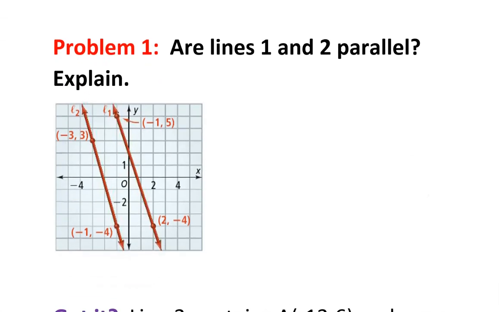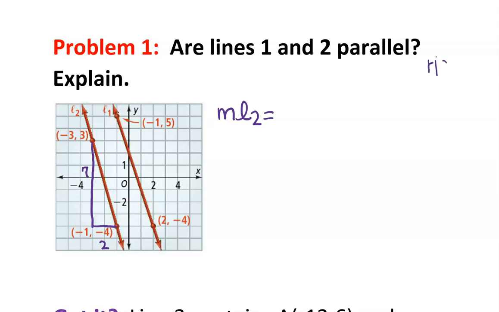Problem 1, are lines 1 and 2 parallel? So if it's graphed like this one, I would draw in the triangles. So go down from one point and over to the other and then count the boxes. 1, 2, 3, 4, 5, 6, 7, and 2 on the bottom. So I'm going to say the slope of line 2, and make sure you're actually telling me which one is which, is rise over run.